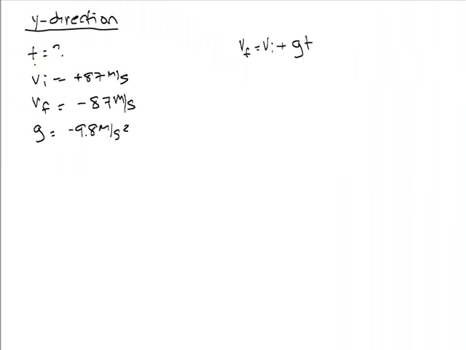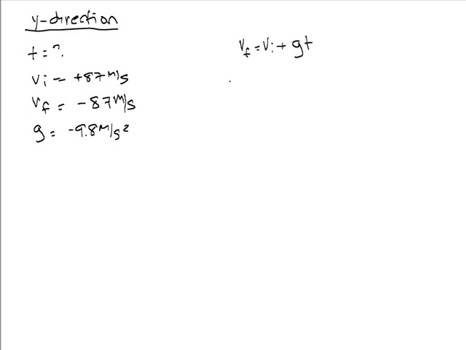The second thing we're asked to do is to determine how long it's in the air. So we're looking for time. Analyzing its motion in the y direction, we know that it is launched upwards at 87 meters per second. It rises, comes to a stop, and then falls back down. Right before it hits the ground, its final y velocity will be negative 87 meters per second. And of course, gravity is negative 9.8 meters per second squared. The appropriate equation to use will be Vf equals Vi plus gt.